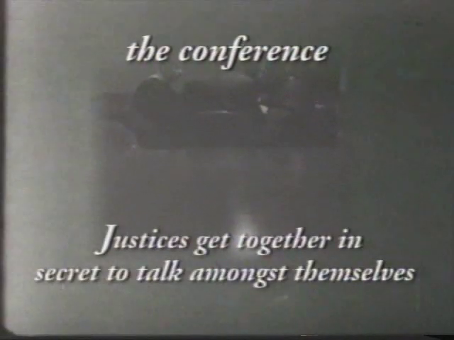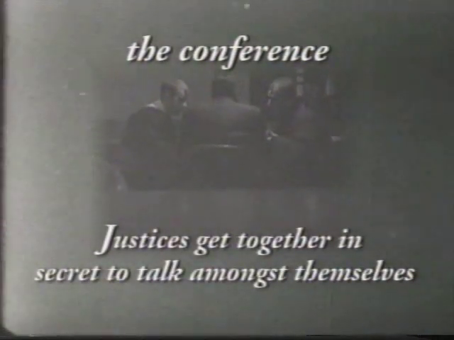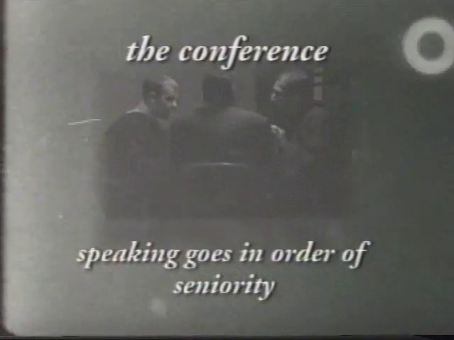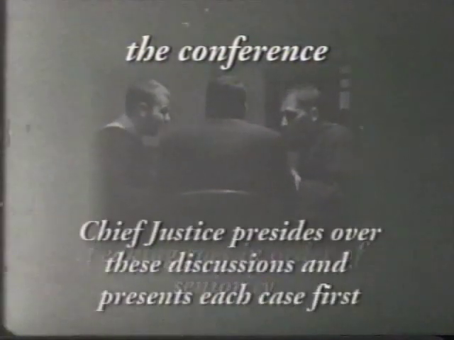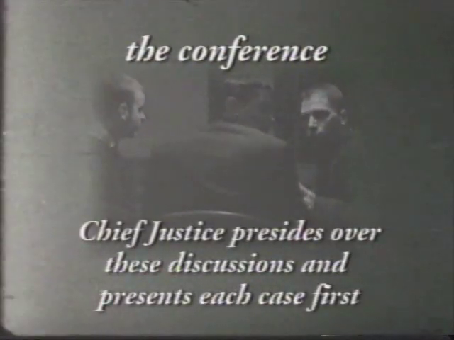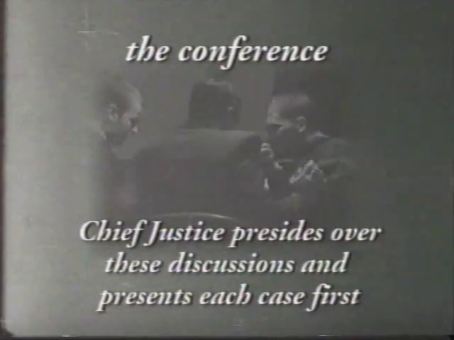Well, this may sound like it's not a lot of time, but remember, the justices have already read extensive written arguments. After these arguments, if the justices still aren't satisfied that they have enough information, they schedule a re-argument. Otherwise, the case moves forward via the conference. The conference is when the justices get together in secret and talk amongst themselves about the case. The speaking goes in order of seniority. The Chief Justice presides over these discussions and presents each case first.